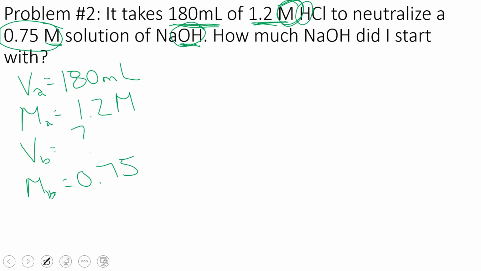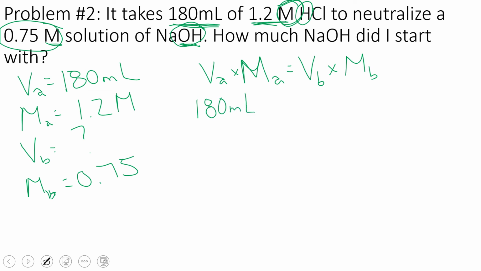Right, so we're looking for this. This is what we're missing. Just like before, we wrote down our givens, we wrote down what we're missing. So let's set up this equation where we have VA times MA is equal to VB times MB, right? So let's go plug it in because we've got them all listed here.